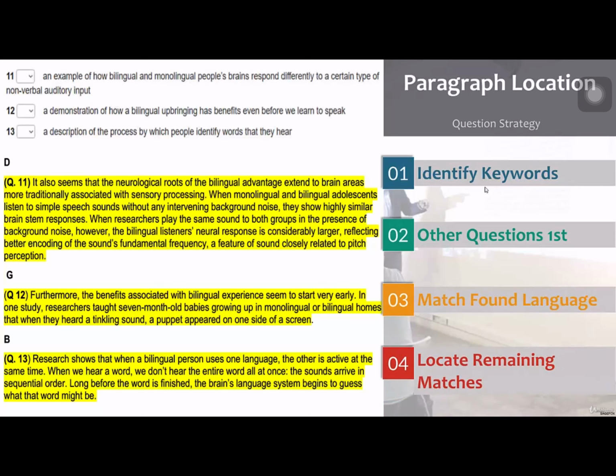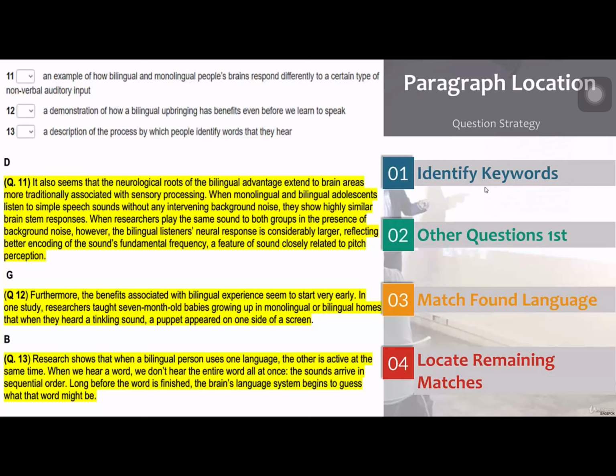And with this one, look at paragraph D. It also seems that the neurological roots of the bilingual advantage extend to brain areas more traditionally associated with sensory processing. When monolingual and bilingual adolescents listen to simple speech sounds without any intervening background noise, they show highly similar brainstem responses. Right? So this one is more difficult, right? This is more difficult.